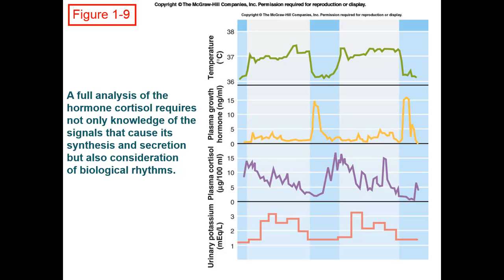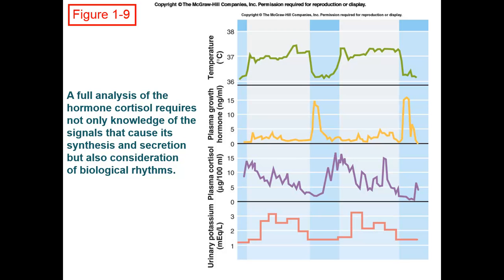So you can see what happens. The temperature rises from 36 to 37 degrees centigrade. What happens here is you get a small spike in growth hormone, okay, and plasma cortisol starts to come down. So this is over a 24-hour period, okay? So imagine that this is 7 a.m. in the morning. What happens to urinary potassium?